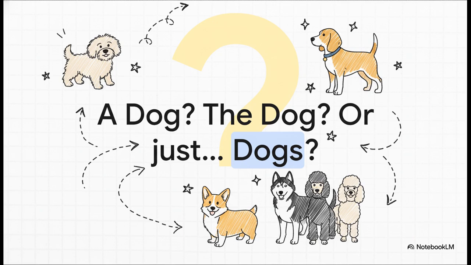So which one is it? I want a dog, I want the dog, or I love dogs? Well, the thing is, all three are totally correct, but each one paints a completely different picture. This is one of the most common hurdles for people learning English, but the logic behind it is actually pretty simple once you see it laid out.